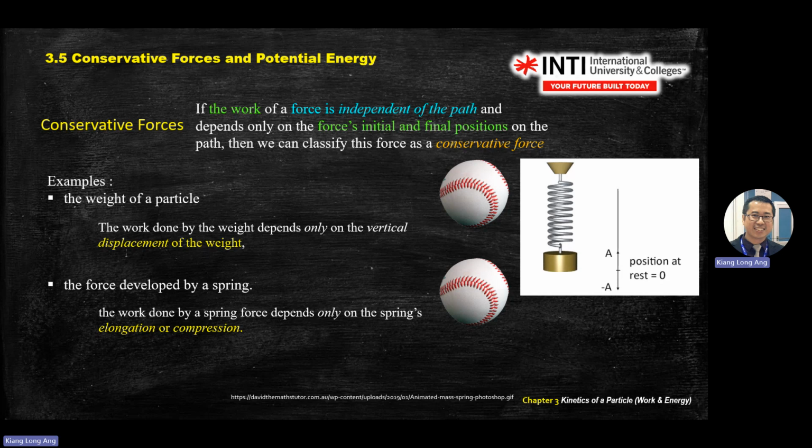For example, the weight. You don't take the weight multiplied by the path distance traveled, the red color, this one. Spring also. It doesn't care how far the spring moves back and forth, the total distance traveled by the spring. You're only interested in before and after the spring. So that one is conservative.